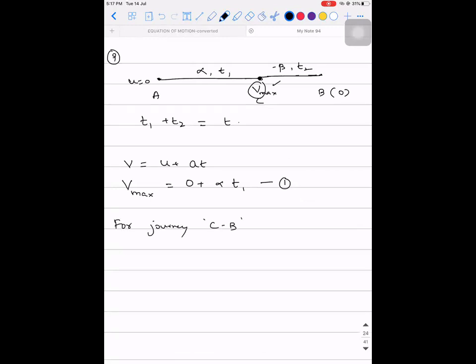C to B, can I apply v is equal to u plus at again? Here what will be the value of v? 0. Very good. Is equal to u, which is V max, plus a, which is minus beta. This minus is coming because it is retarding. Into time T2. So T2 will be equal to V max divided by beta.